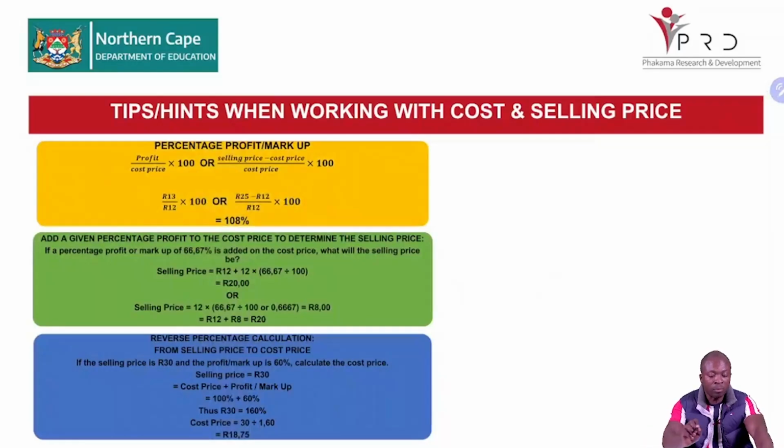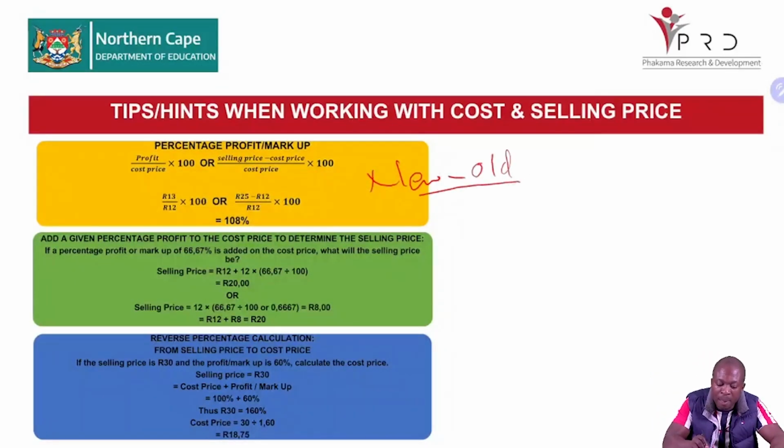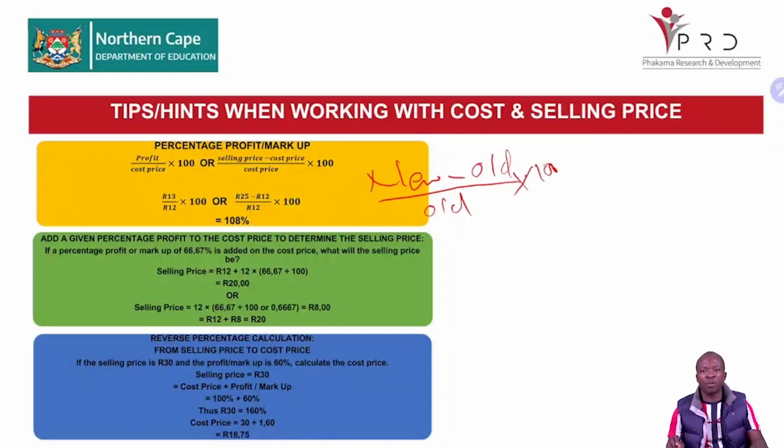So let's start. When we talk of percentage profit or percentage markup, we are going to use the formula selling price minus cost price over cost price. In other examinations, we just say new minus old divided by old times 100. That should be fine. We'll just write new amount minus old amount divided by old amount. Multiply everything by 100. That will give you the percentage profit. Add a given percentage profit to the cost price to determine the selling price.